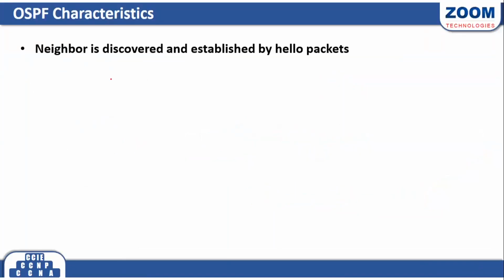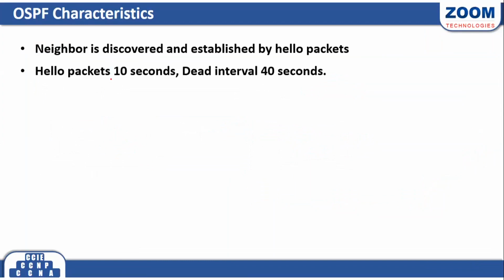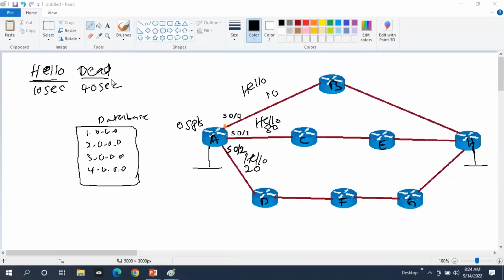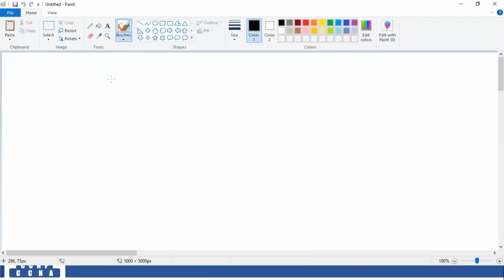Neighbor is discovered and established by hello packets. Hello packets 10 seconds, dead interval is 40 seconds. And a good thing is that the OSPF protocol supports unlimited hop count. I'll give 2 points about RIP and OSPF. Point number 1.